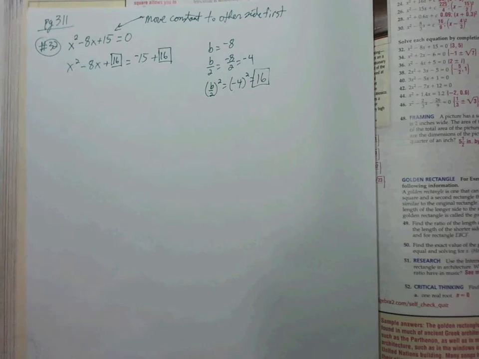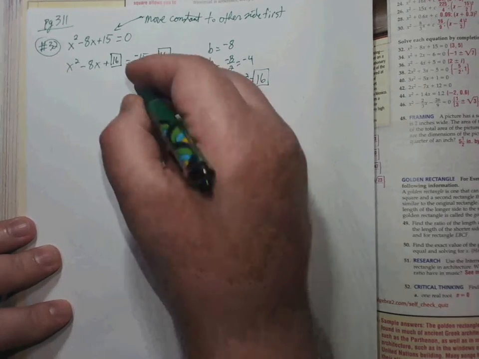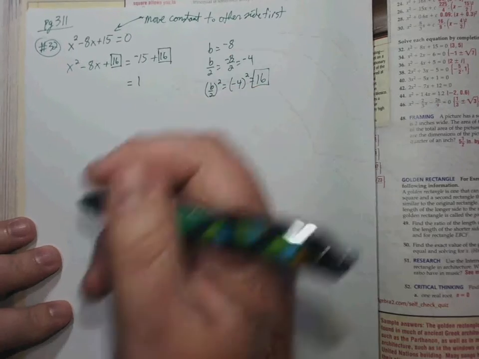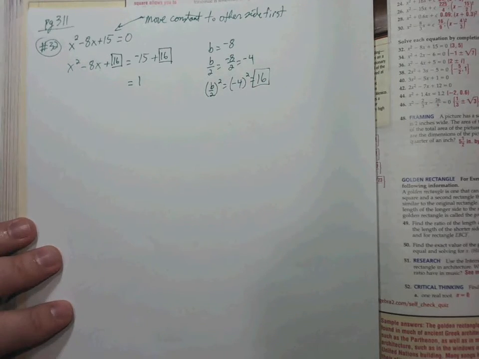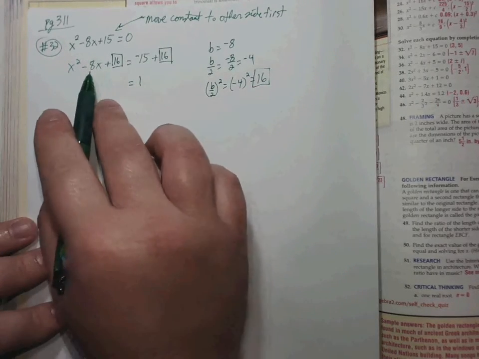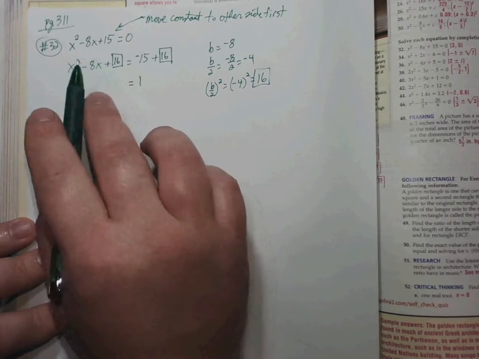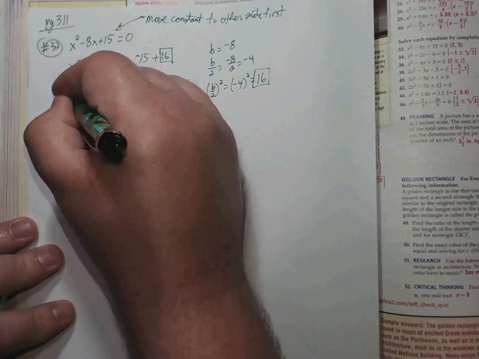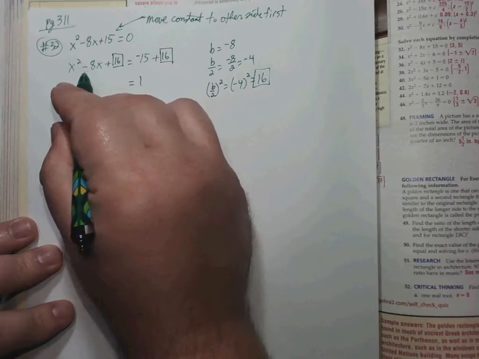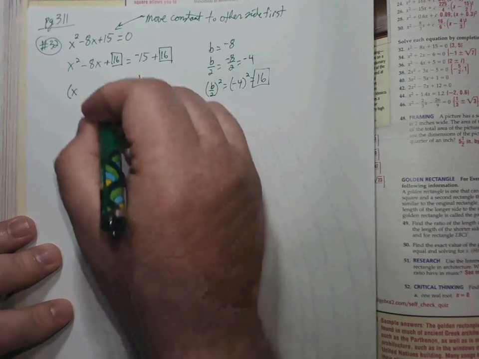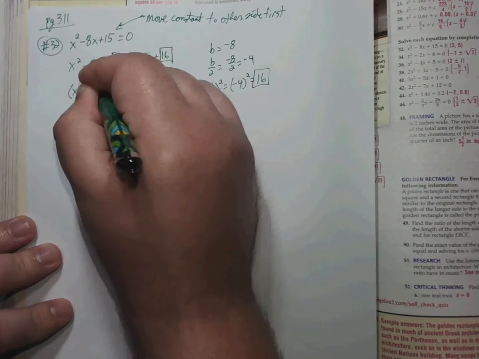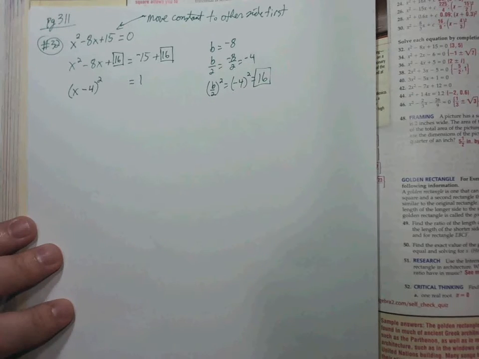16. Okay? So the right side, negative 15 plus 16, that just comes down to 1. The left side is now a perfect square trinomial. What does it factor to? X plus half that number, negative 4, and then squared, equals 1.